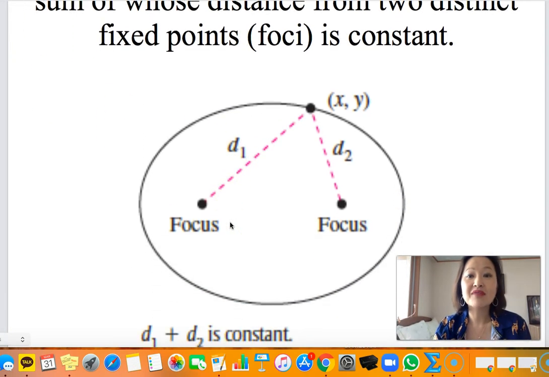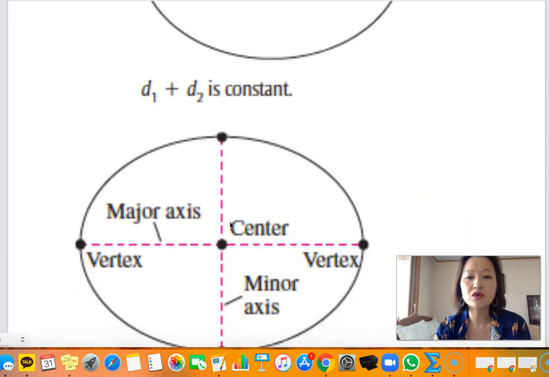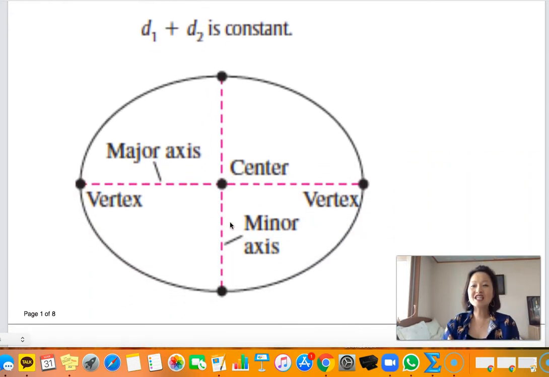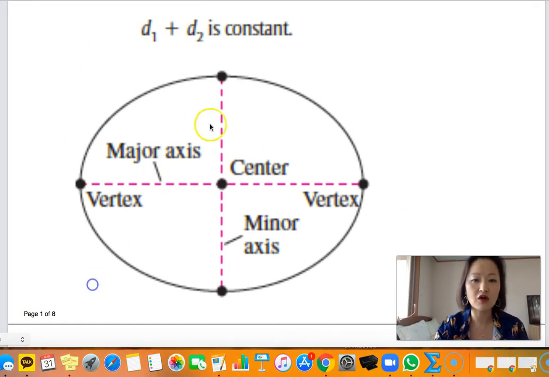Now that we've described that already, let's move on to dissecting the ellipse and all of its parts. Remember, a parabola has a vertex, it also has a focus, and it also has a directrix. Well, an ellipse has all these parts that you see here.